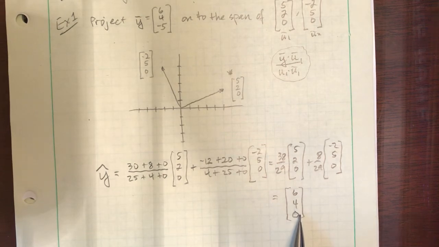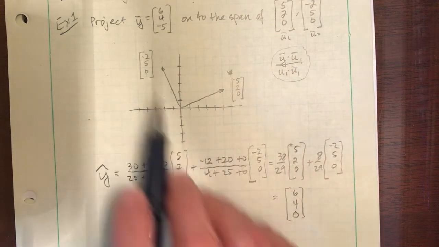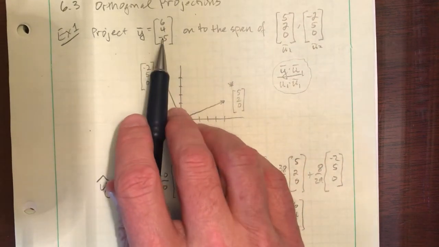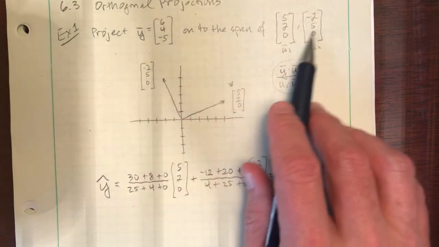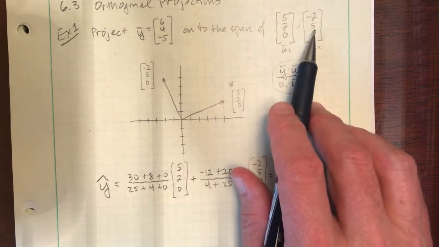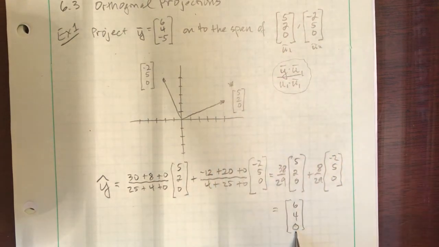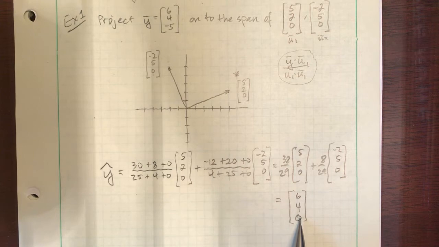Now there's one other part to this. So that's it, I've answered the question. We just projected that vector in R3 onto the span, or the plane created by these two vectors, and it ends up right here. Well, there's often a second part to this.